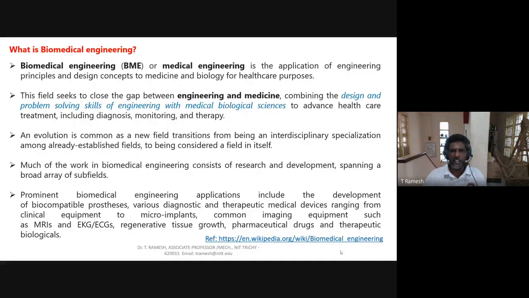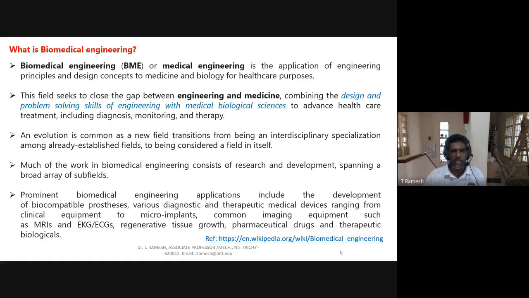So it is a combination of the design and problem-solving skills of engineering with the medical and biological sciences to advance healthcare treatment, including diagnosis, monitoring, as well as therapy. I think a few words may be new to budding engineers, but if you spend one or two hours to understand what is what, then it is very good. You can progress your field of research in this particular domain also.